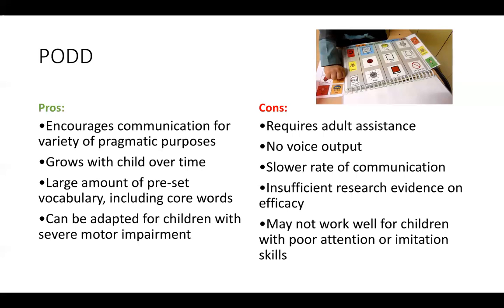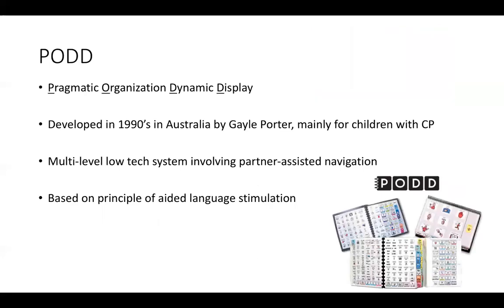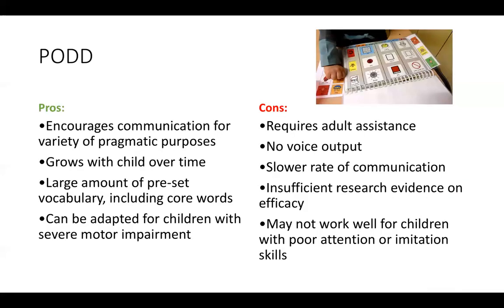I think Marissa mentioned that her son is using a book with 12 items on a page. But if I go back real quick to this slide, you can see that it becomes a lot more complex over time, where you can actually have access to dozens of things per page. There's a large amount of preset vocabulary, including core words. Core words are those little function words that actually make up the majority of speech, so things like the and for and to. And then it can be adapted for children with severe motor impairments.